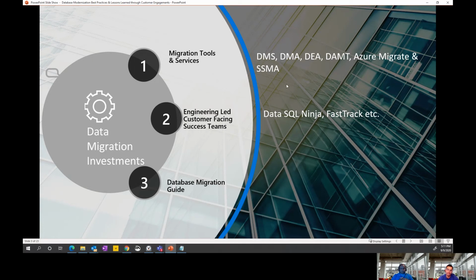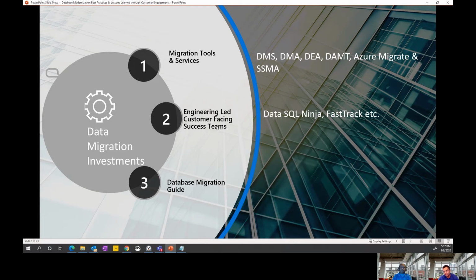And just to enumerate, many of you already know these names. On migration tools and services, DMS, database migration service, DMA, DEAA, DAMT, Azure Migrate, and SSMA. These are some of the very popular tools that you might be knowing already. And you will see a glimpse of deeper dive, especially around DMS, DMA, and Azure Migrate in our other session, as well as a brief overview of that when Raj talks about these tools.